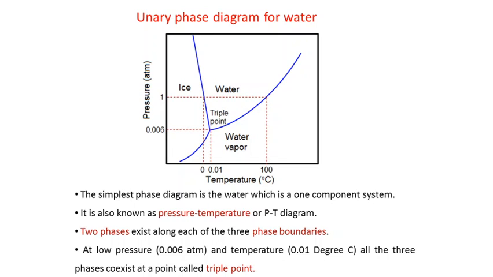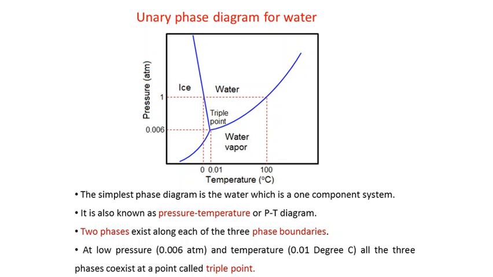Pressure is plotted on the y-axis and temperature on the x-axis, and we measure the variation of temperature with respect to pressure, how the phases transform when we move from one temperature to another, or from one pressure to another. And there is one particular point at which all three phases coexist in equilibrium, which is called the triple point of water. It occurs at 0.0006 atmospheric pressure and 0.01 degree centigrade temperature.